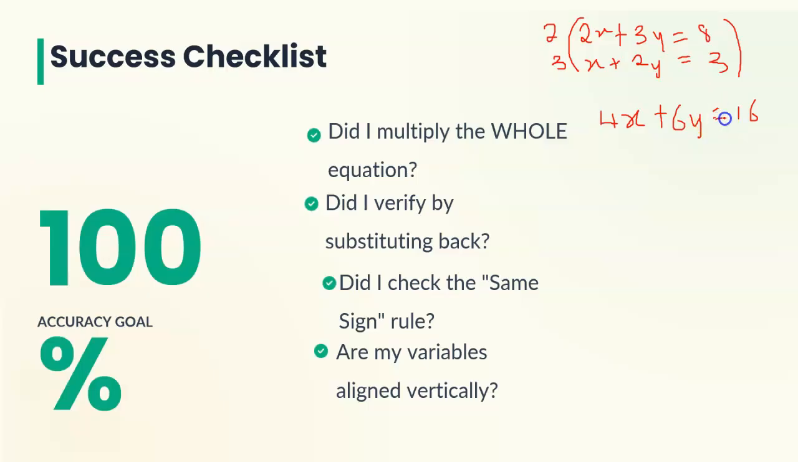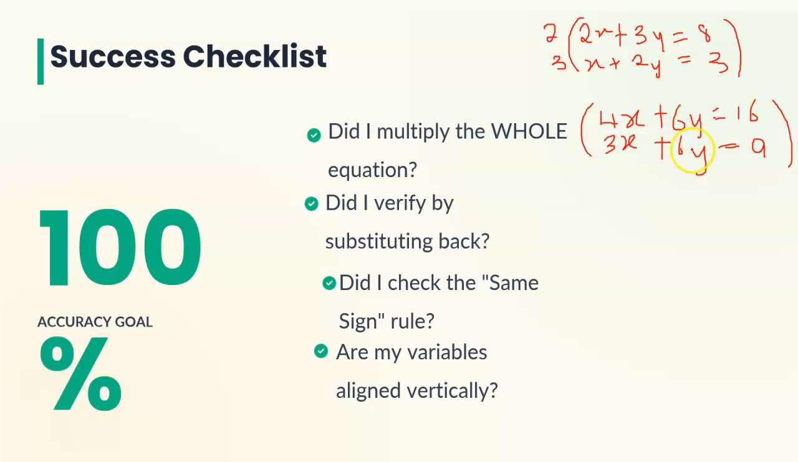Remember, you're going to multiply the whole equation. Did you multiply the whole equation? Now, let's multiply here. 3 times x will give us 3x. And 3 times 2y will give us 6y. And 3 times 3 will give us what? 9. So now we can subtract.